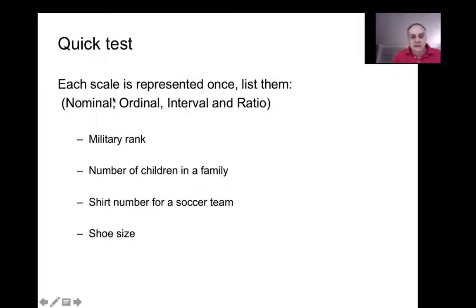Each scale is represented again by one of these. If we put a military rank, there is an order within the military rank. Is there a 0? No. So we can take out that. We can take out that because there is an order. Is there a set interval between the two? No, there's not. So it is ordinal. Number of children in a family. Can that be 0? Yes, so that would be ratio. Shirt number for a soccer team, okay? That would be nominal. It's just a nominal number on the shirt.